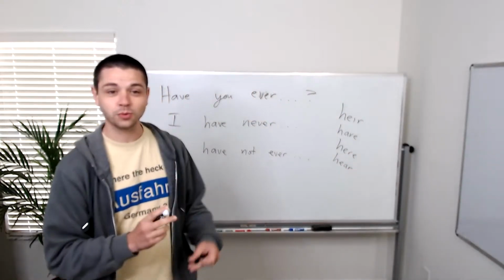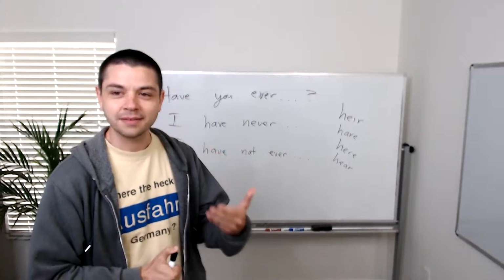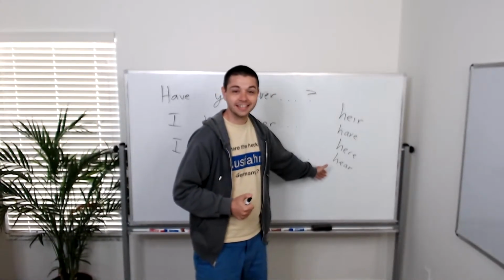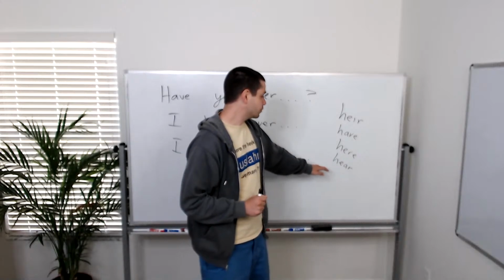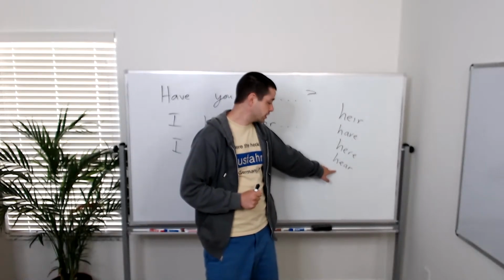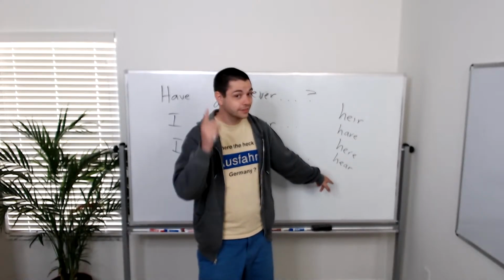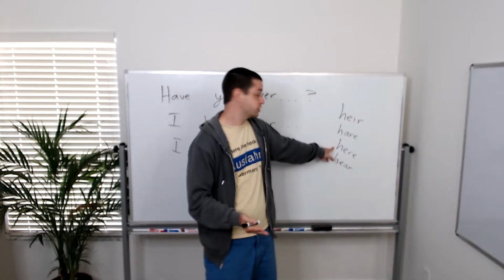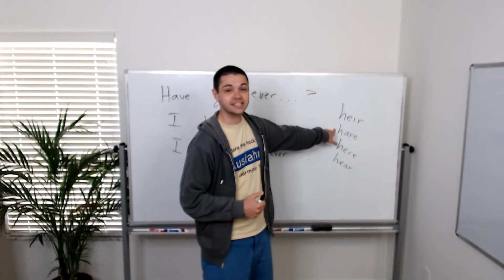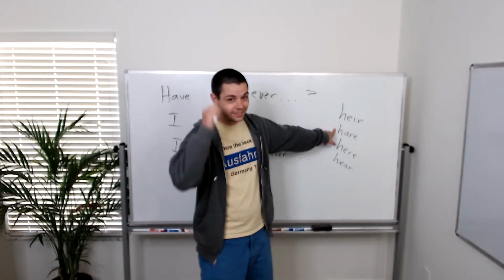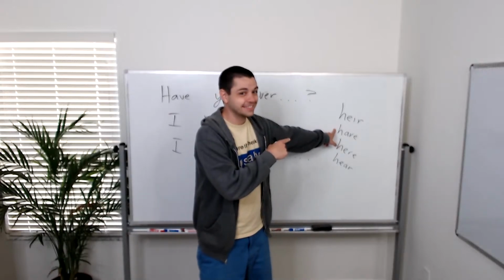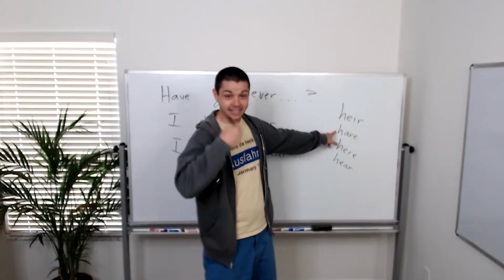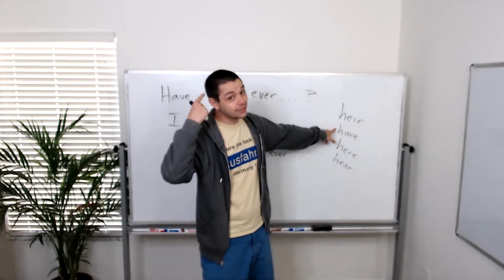Okay, so what's the difference in pronunciation between these words? Good question. So let's start from the bottom. This word is here. This word is here. The same pronunciation. This word is hare. It's a rabbit, right? A hare, a rabbit. And it sounds the same as hair, right?